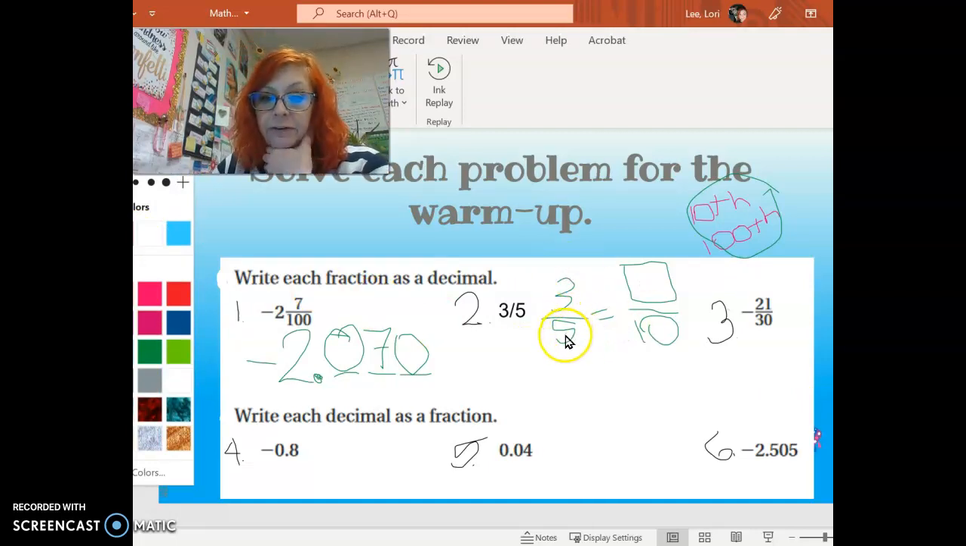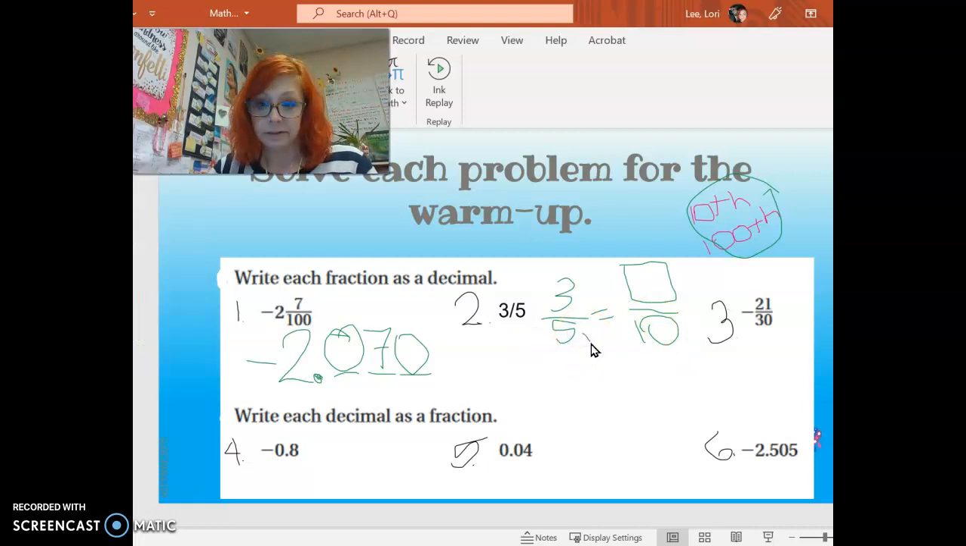So when I'm turning it from 5 to 10, is that getting bigger or smaller? Very good. Bigger. I heard you. I heard you. You in the back. So that means I'm going to multiply. What do I multiply 5 by to get 10? I multiply it by 2, which means I would multiply this by 2, which means I have 6/10.